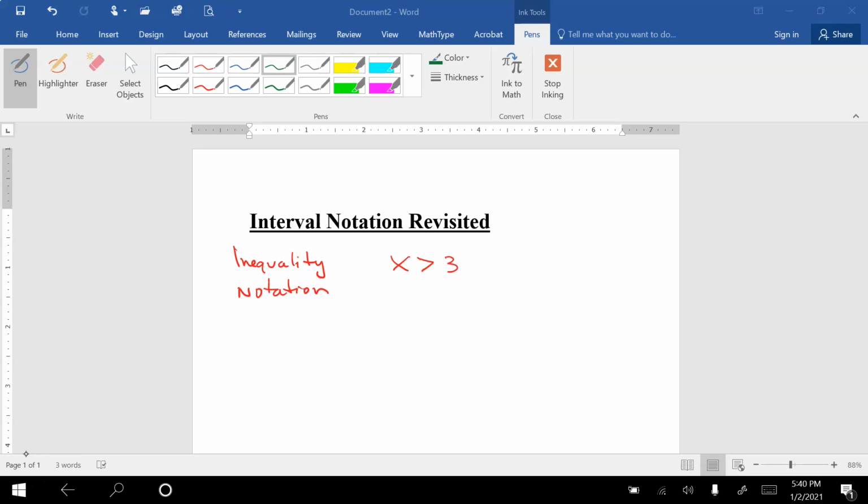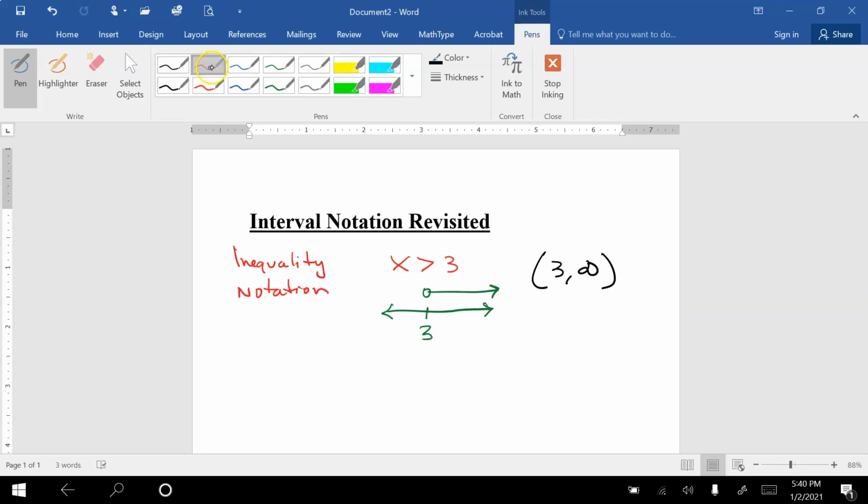Algebra 1, x is greater than 3. We do the number line. Open circle, greater than is to the right. But if we want to use interval notation, it would be parentheses 3 to infinity.